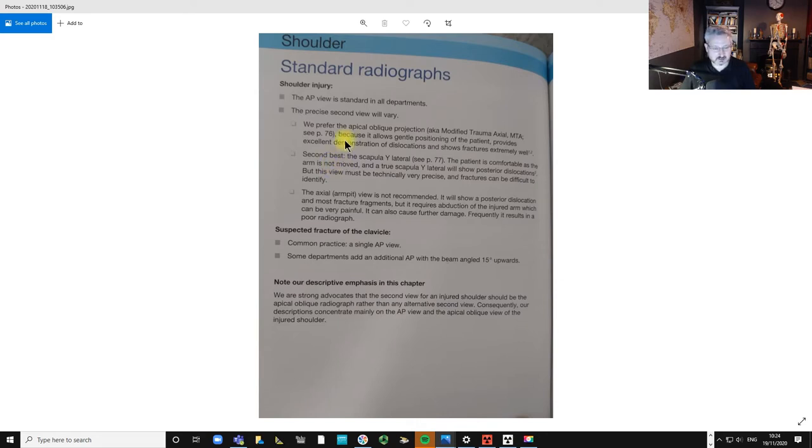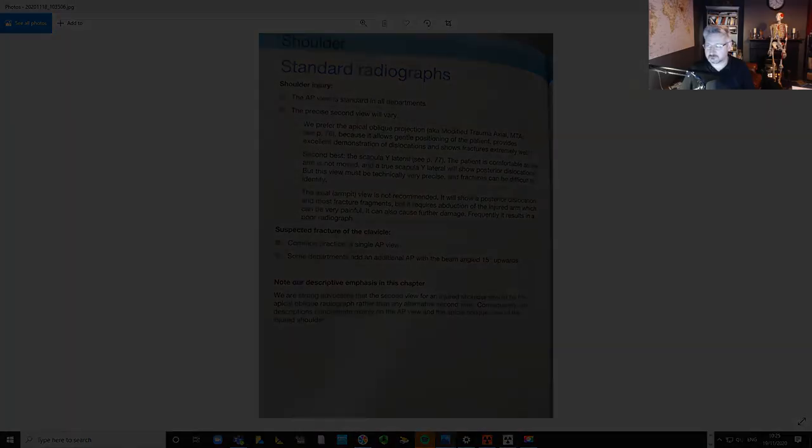Emergency radiology suggests the anteroposterior projection, augmented by either the apical oblique projection or the scapular Y lateral projection. And as they say here, the axial armpit view is not recommended. So what we're going to do is we're going to do these two projections, the apical oblique and the scapular Y.